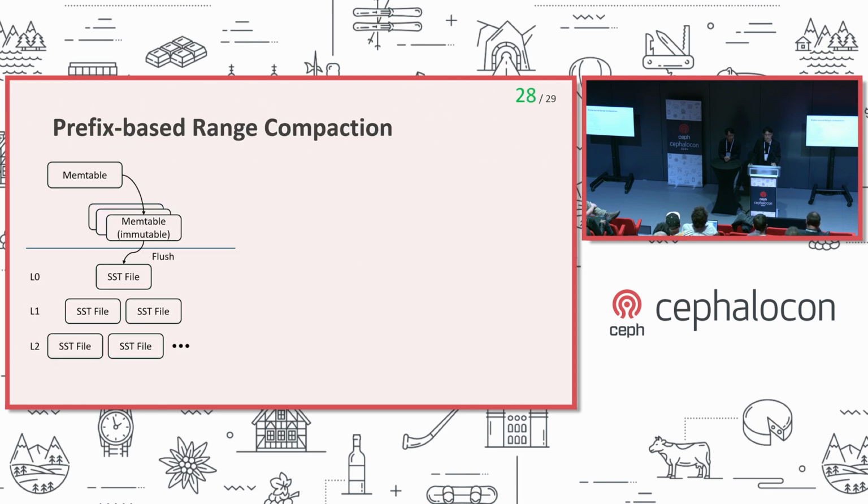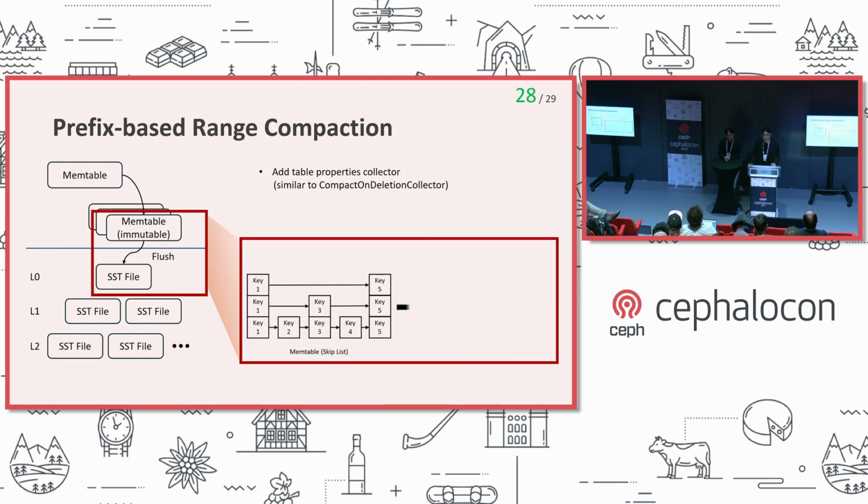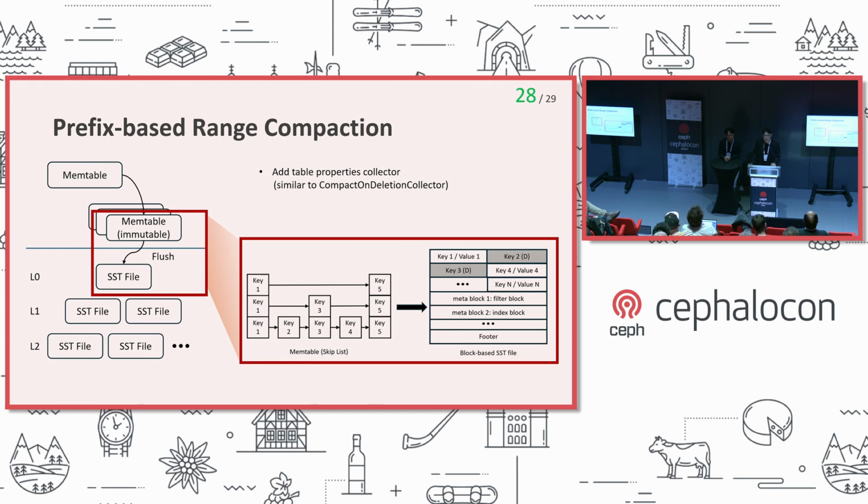To achieve this, we plan to add a table property collector similar to the existing Compaction deletion collector. When RocksDB flushes an immutable mem table to disk, it converts the mem table into an SST file. During this process, all keys in the mem table, which are stored in the skip list, are read and written into the block-based SST file format. The table property collector calculates properties of the SST file during this conversion process.